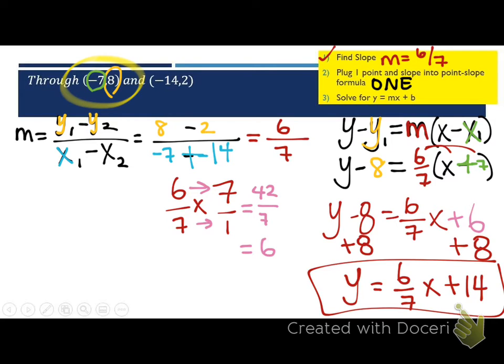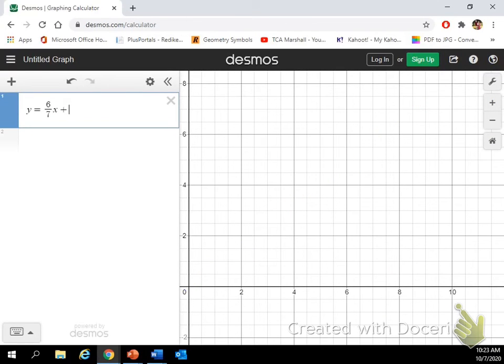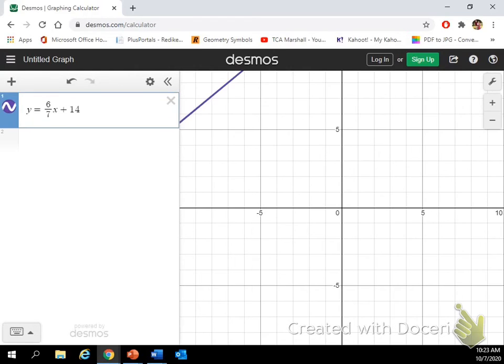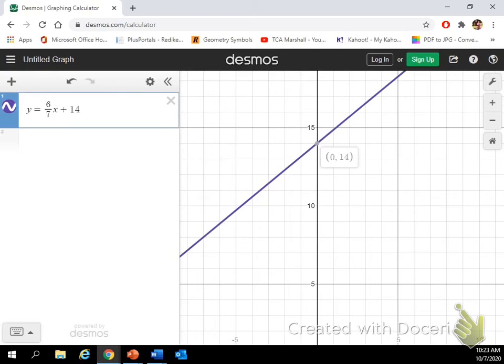Y equals 6/7 x, what did we say, plus 14? Plus 14. So what's my y-intercept? Where is it going to touch the y-axis? At 14. Ta-da, there's that. What 2 points did we say had to be on the line?